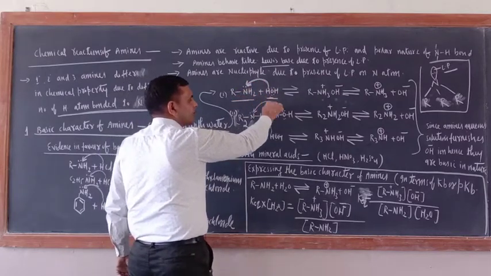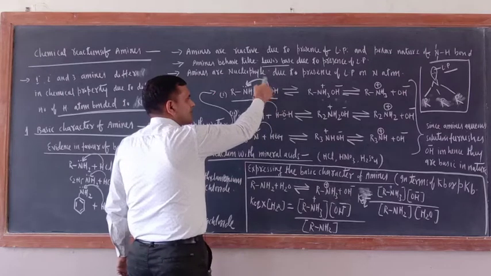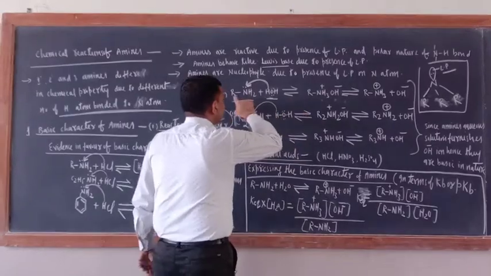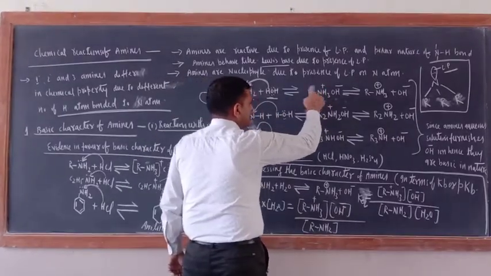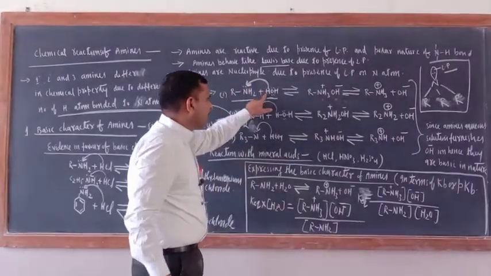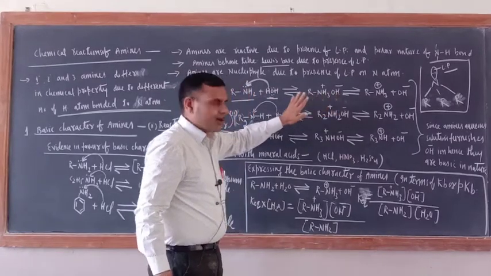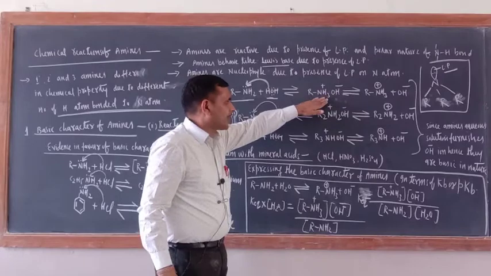This is HOH, that is the water. So this H will come here, it will be bonded with the lone pair of electrons. So this would be RNH3 since it has donated a lone pair of electrons to H. So this is RNH3 OH negative. OH part will be bonded here. Now what is this one?